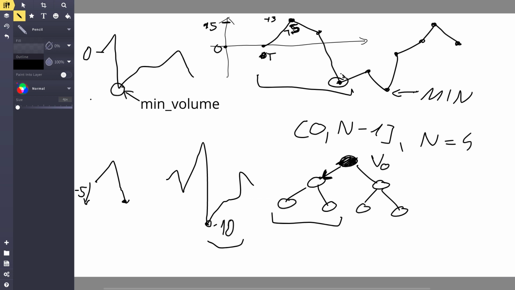And I check if this is like -10 and v0 is 12, then I know that I will not reach 0 in this interval on the left. Instead, I must go to the right. And when going to the right, I know if I will ever reach 0, it will be in this interval. So this is why I knew that I need that minimum volume.